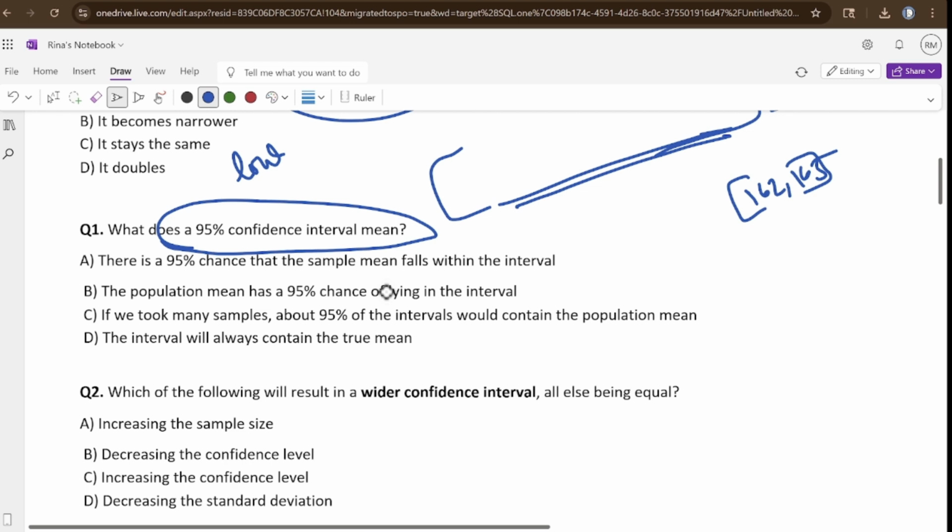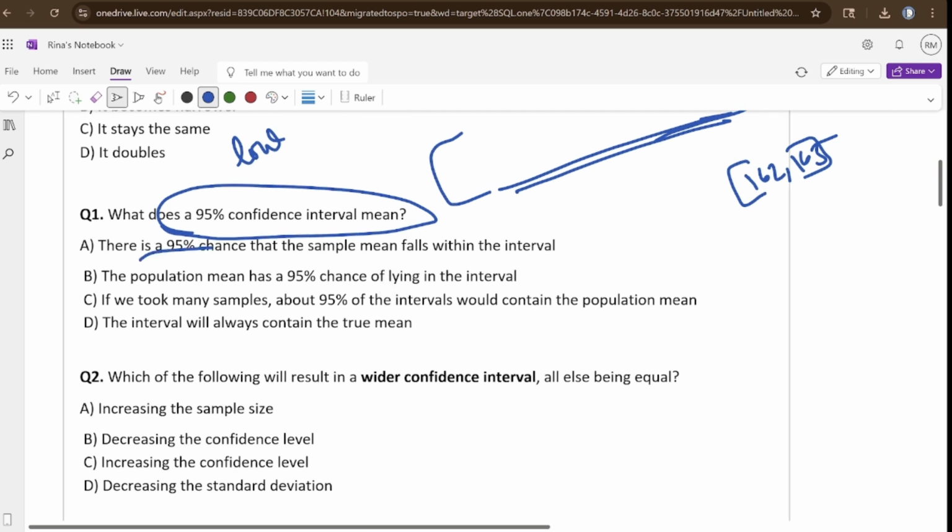What does 95% confidence interval mean? This is a very important question. See, there is a 95% chance? No. Whenever you get a statement like this, 95% chance, that is not correct. That is not a result. Okay, that is a method. Keep it in mind. The population has a 95% chance of lying in interval? No.